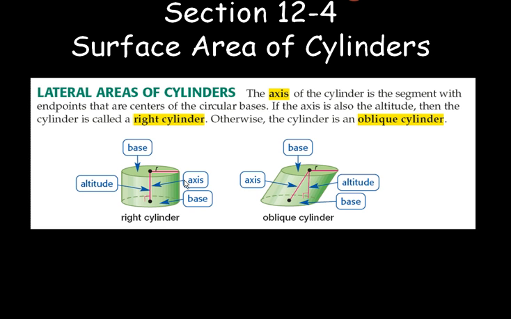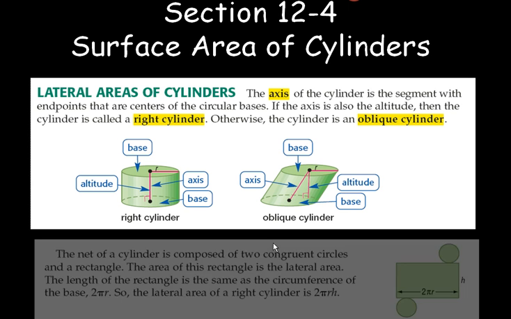There's the base, there's the axis. Axis is sort of what is spun. The cylinder is spun around, it's directly in the middle. And then notice in this right cylinder the altitude is perpendicular with the base. But in the oblique cylinder, the altitude is still perpendicular, but our axis is not perpendicular to the base.